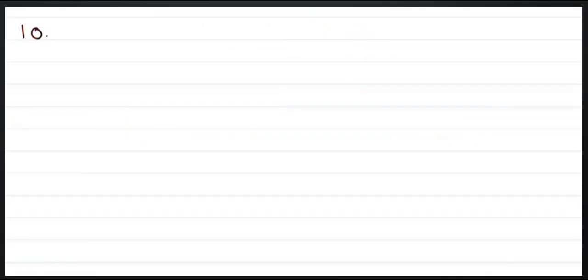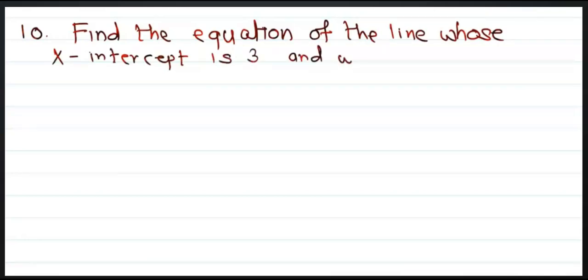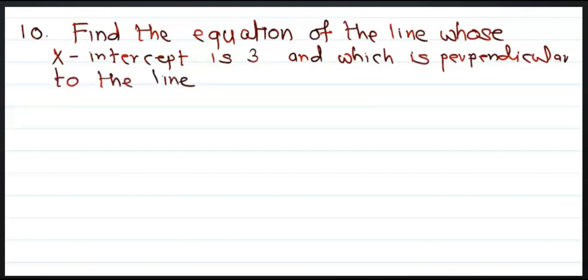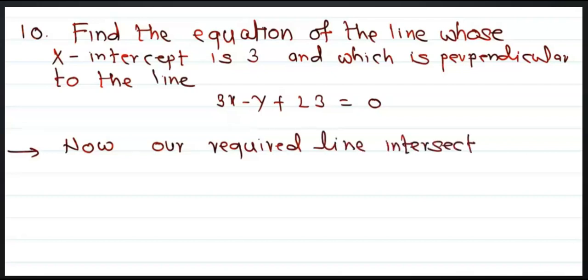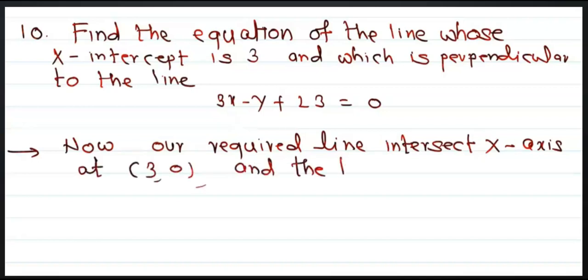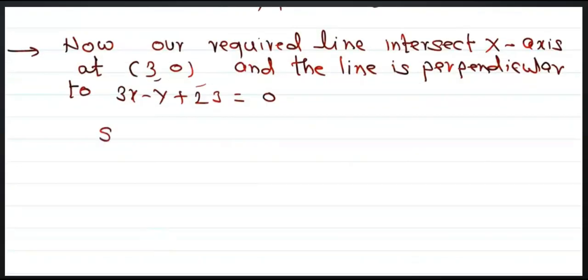Now the next is question number 10. Find the equation of the line whose x-intercept is 3 and which is perpendicular to the line 3x minus y plus 23 is equal to 0. Now, our required line intersects the x-axis at 3, 0 and is perpendicular to the line 3x minus y plus 23 is equal to 0.